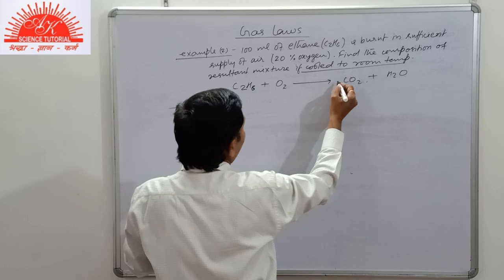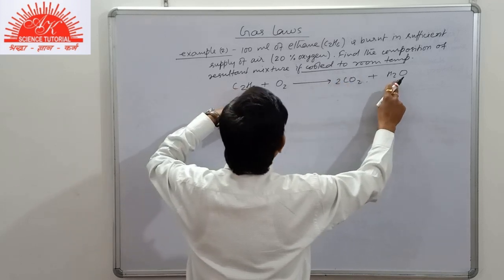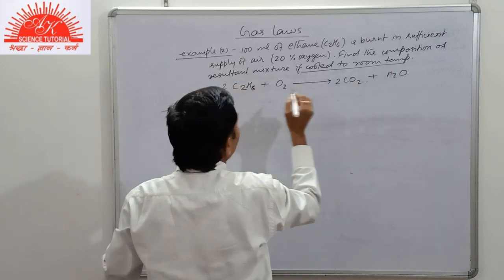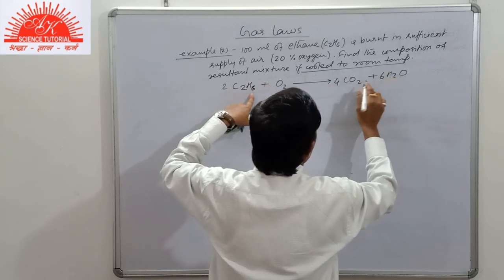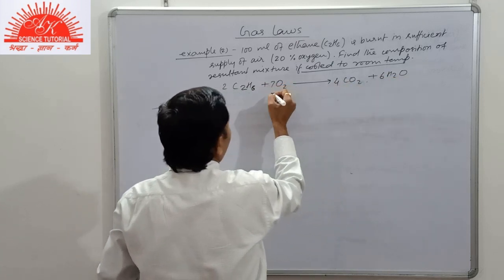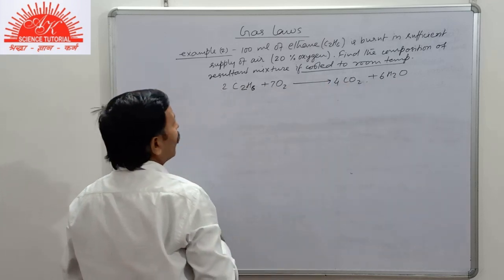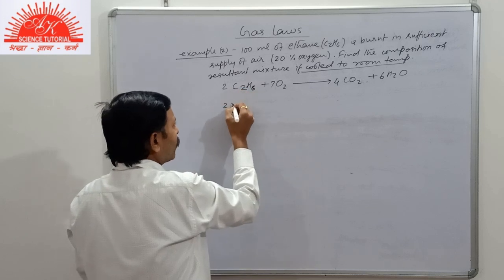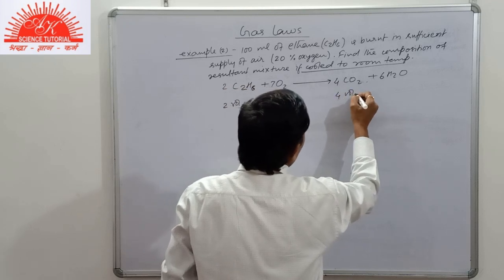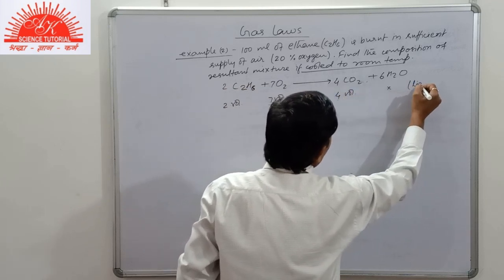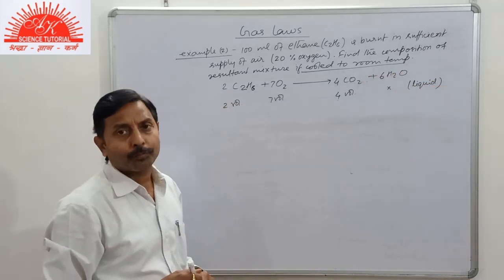Now we should balance it. C2H6 plus O2 gives CO2 plus H2O. Balancing, we get 2 volume ethane, 7 volume oxygen, 4 volume CO2, and water will not be taken since it is liquid. It is given that it is cooled to room temperature.